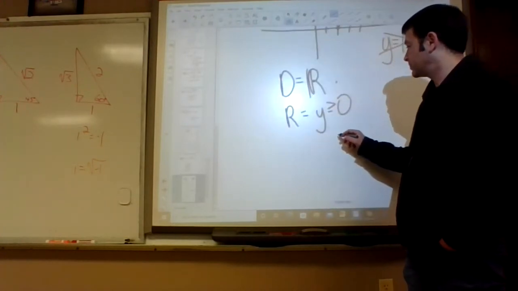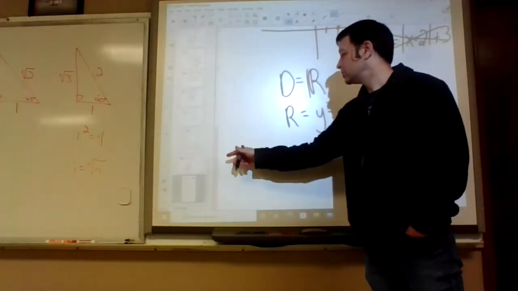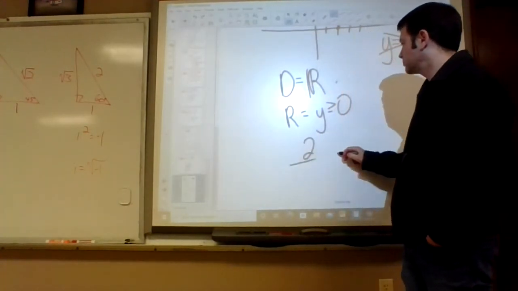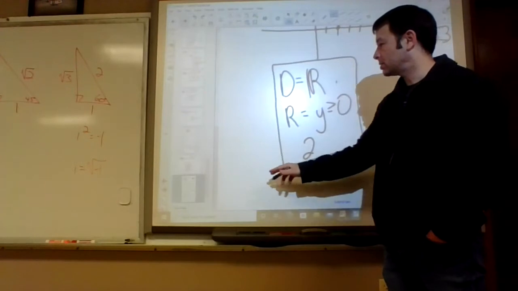What's the zero of the function? It would be negative 2. 2. Bonk. 2.